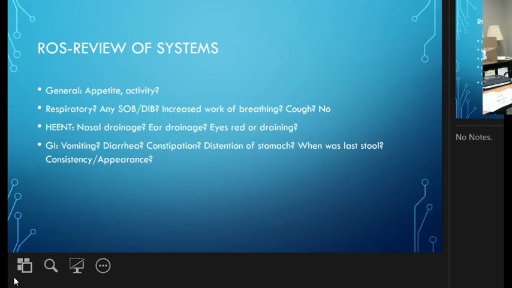Next, for GI symptoms, has the child been vomiting, diarrhea, constipation, any distension of the stomach noted? When was his last stool, and what was the consistency and appearance? For GU, any penile discharge, normal wet diapers? Try to quantify the diaper count over the last 24 hours. And lastly, what about the skin? Are there any new rashes?